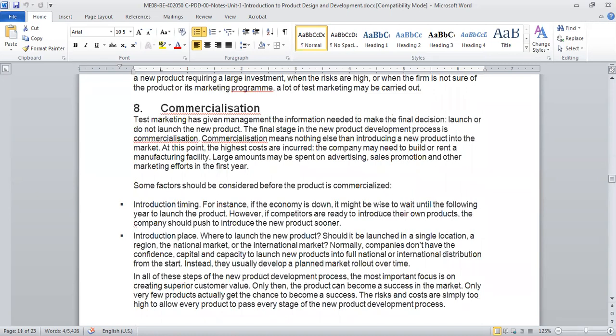And then once everything looks fine, testing is done, test marketing is done, then your actual commercialization is done. That means you will decide whether to launch the product or not. Then if everything goes fine, you will launch the product and your actual mass production will start.